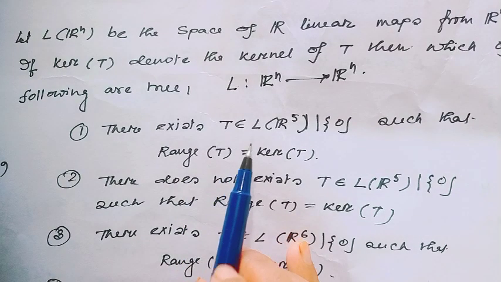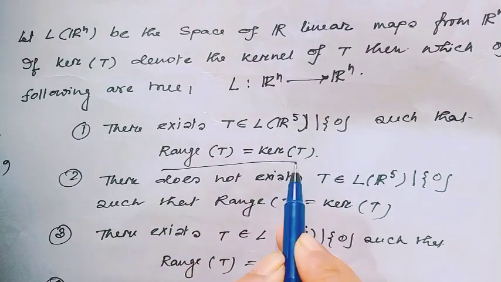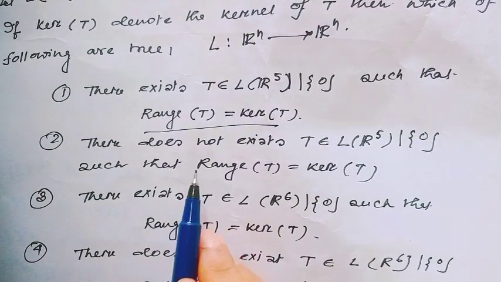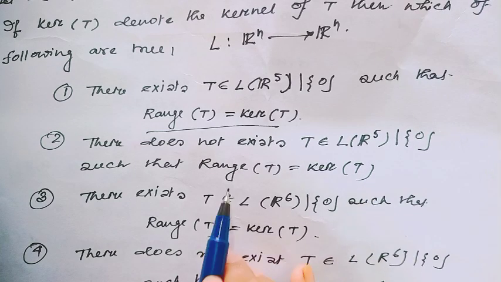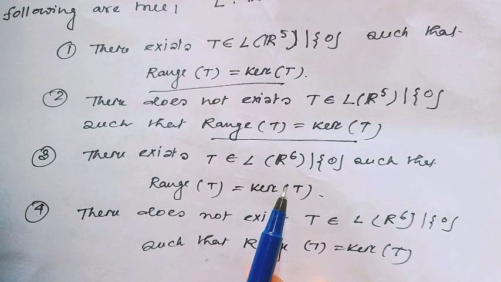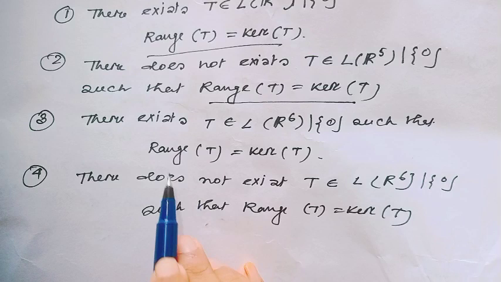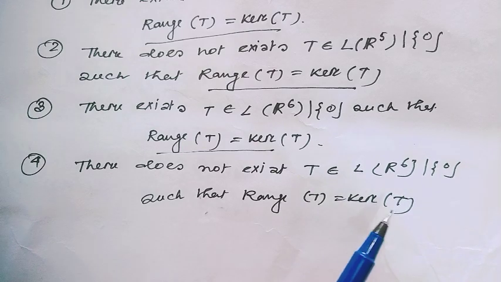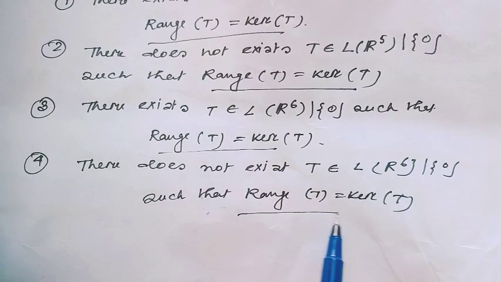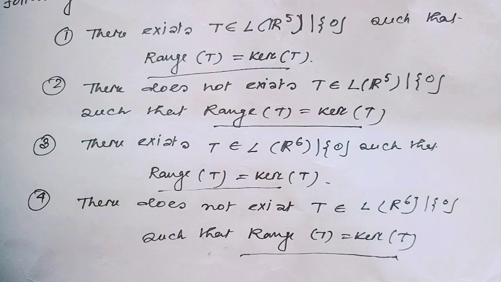Option 1: there exists T belonging to L(R5) such that range T equals kernel T. Option 2: there does not exist T belonging to L(R5) omitted with 0 such that range T equals kernel T. Option 3: there exists T belonging to L(R6) omitted with the singleton set 0 such that range T equals kernel T. Option 4: there does not exist T belonging to L(R6) omitted with 0 such that range T equals kernel T. Are you getting the options? Well, first option.